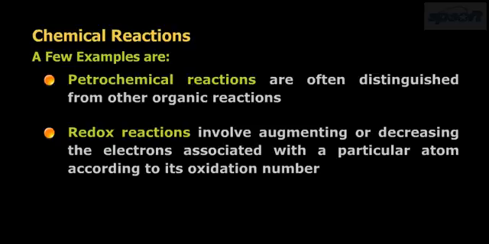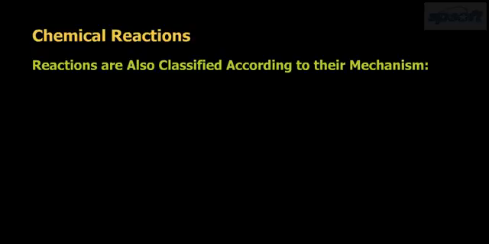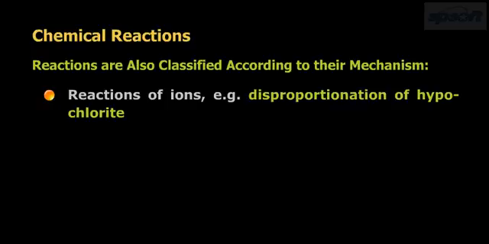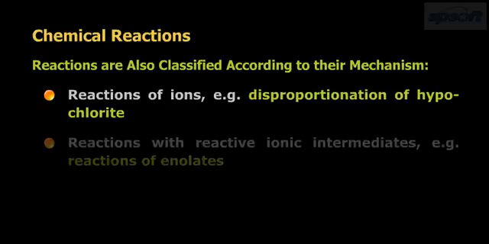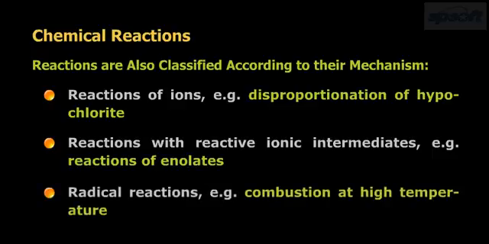Reactions are also classified according to their mechanism. Reactions of ions, for example, disproportionation of hypochlorite. Reactions with reactive ionic intermediates, for example, reactions of enolates. Radical reactions, for example, combustion at high temperature. Reactions of carbenes. Then there are the endothermic and exothermic reactions, which are accompanied by absorption and release of heat.